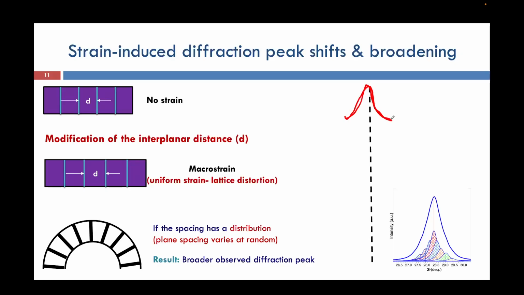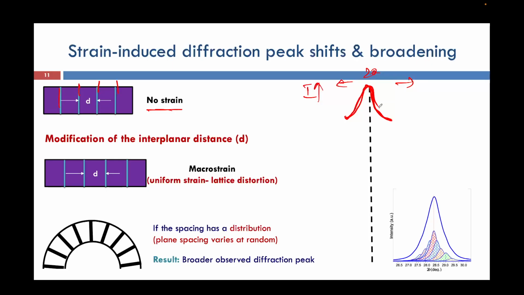this. Okay, so this is the 2 theta I am talking about, and this is the intensity. So my peak will be like this, and here you can see these are the different planes. Okay, and the interplanar spacing between them is d. When there is no strain, my peak will be somewhat like this.